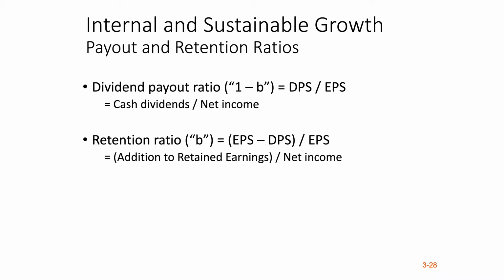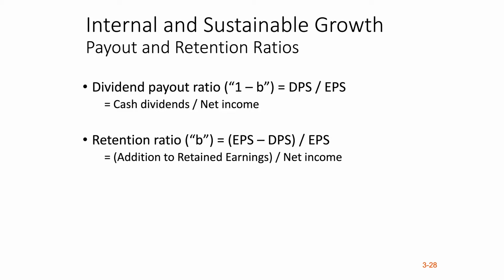One is the dividend payout ratio. Dividend is the money, the profit the company makes, that is then paid out to shareholders. The dividend payout ratio is cash dividend divided by net income.